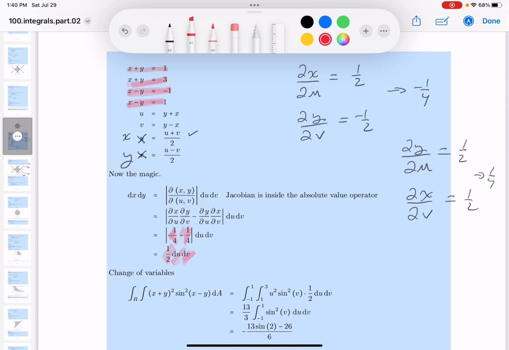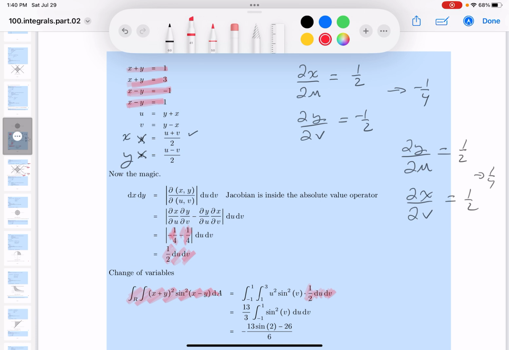Again, I do need to make a correction, but I got to write this down. All right, so let's put this over here. And the original integration is written over here. And what do I do? I put the dA down. And what's that going to be? It's really the 1/2 du dv.